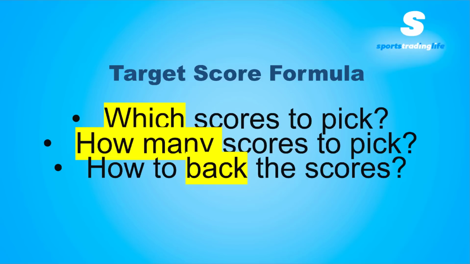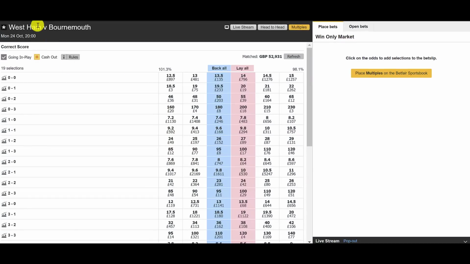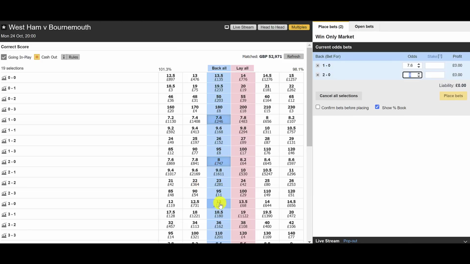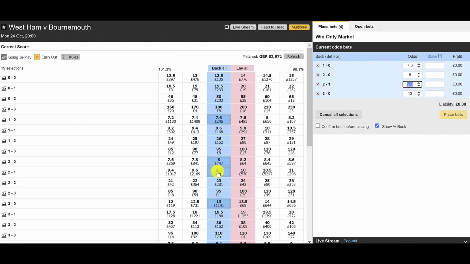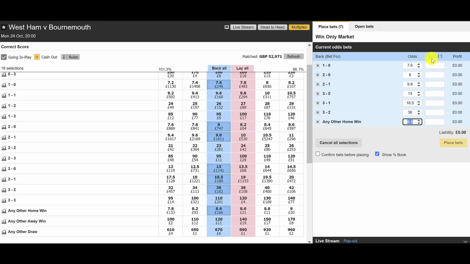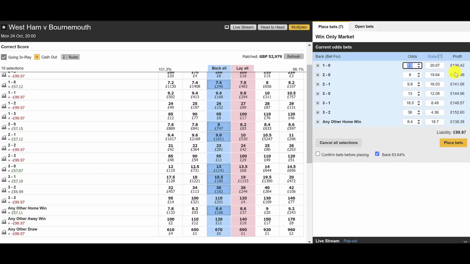But let me quickly demonstrate the dilemma that can be involved in this if you are a beginner to this market. So we've got a correct score market here, which is West Ham against Bournemouth from the Premier League. And let's just say we've done our research. We fancy the West Ham win and we want to back all our target scores in favor of a West Ham win. Let me show you what can happen when we do that. If we were to Dutch that, backing all the scores on a West Ham win with £100 stake, it gives us £57 of profit potential on all these score lines.